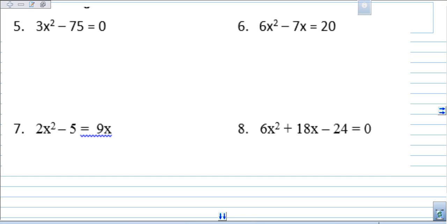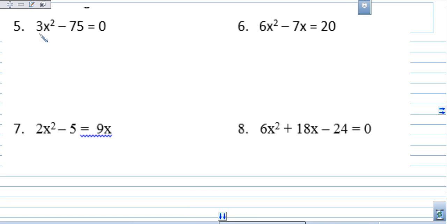This is the Unit 6 Study Guide Objective 2 video. We'll be working on questions 5 through 8. I will show you using the X method when necessary, but all of these are solved by factoring.